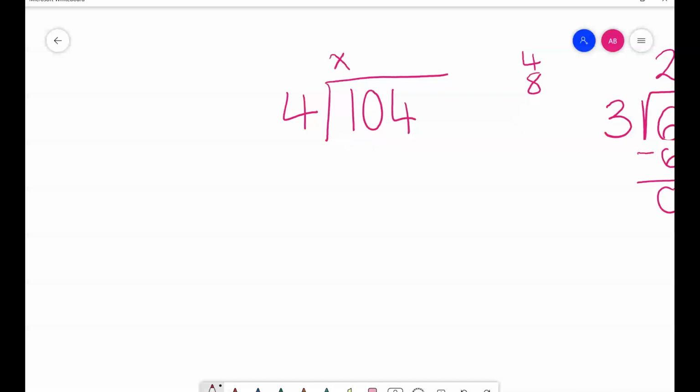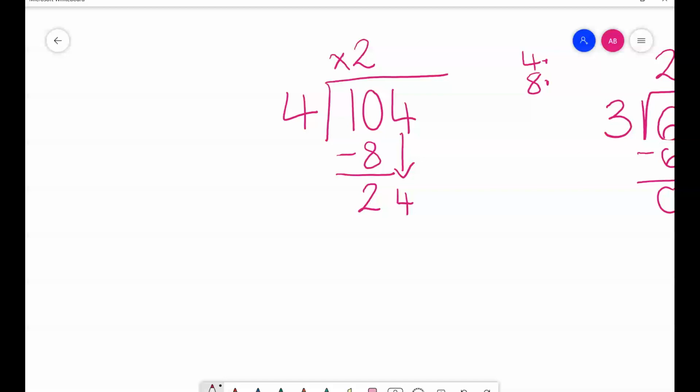Okay, so how many sets of 4 is that? So that's 1 set of 4, 2 sets of 4. So I'm going to put that up here, 2 sets of 4. If I have 2 sets of 4, then I've used up 8, so I need to take that away. And then 10 take 8 would be 2. So I've got 2 left over. I bring down my 4.